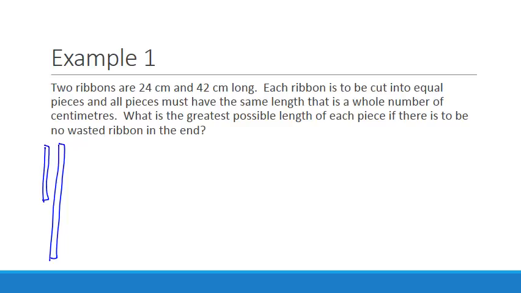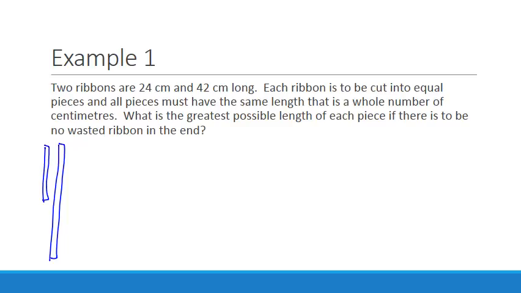That's kind of our idea. Now we want to cut them into equal pieces, meaning that they're all, say, 5 centimeters long. They can't be 1, 5, and 1, 4, and 1, 3. So it has to be an even amount. And we can't have any wasted ribbon.